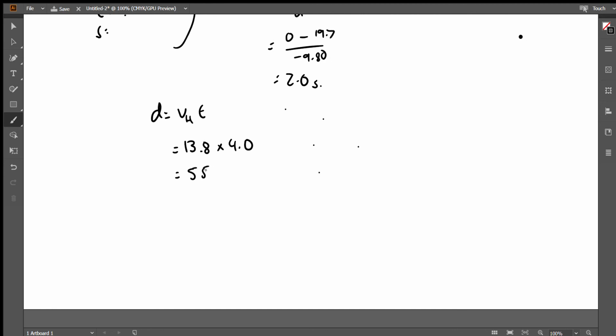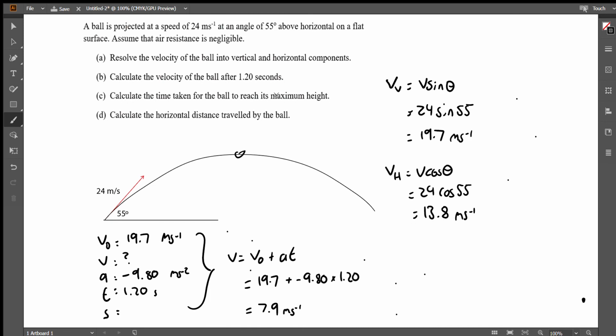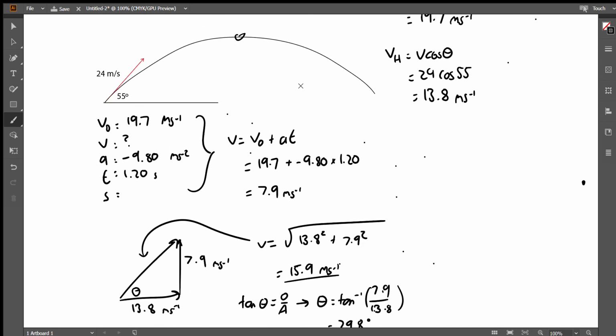will be 55.2 meters. Or if you use some of the exact values, you might get 55.3 meters. And there we are. We've done all parts of the question. Yeah, that's it.